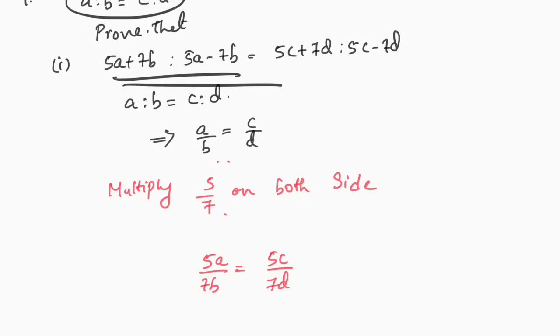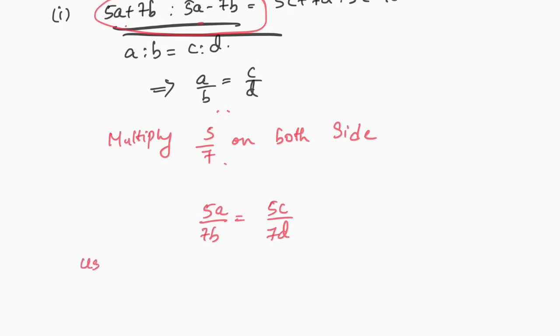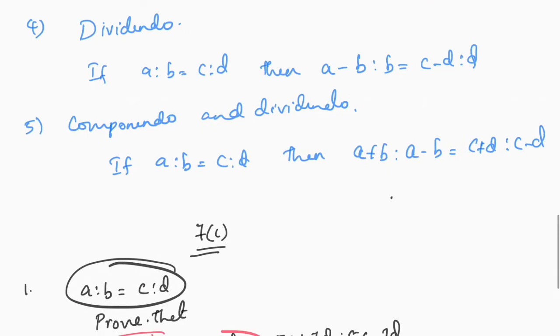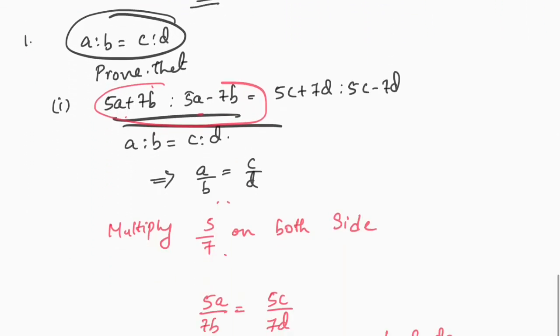Now what do you need to get? You need to get the form 5A plus 7B. In order to get that, what can we use? You can use a property. Which property are you using? Please do mention. Componendo and dividendo, the only property which has both addition and subtraction. What was that property? If A is to B equal to C is to D, then A plus B is to A minus B is equal to C plus D is to C minus D.